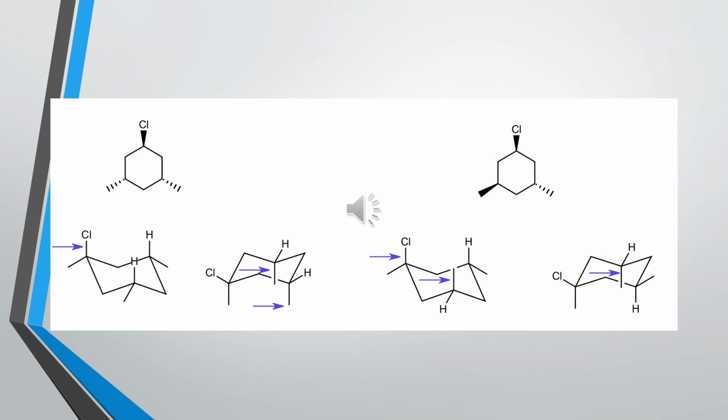And so in each case, we explore both possible chair conformations. And what we find is that for both of these stereoisomers, there's always at least one chair conformation with at least one axial bond, and the axial bonds are indicated by the purple arrows.